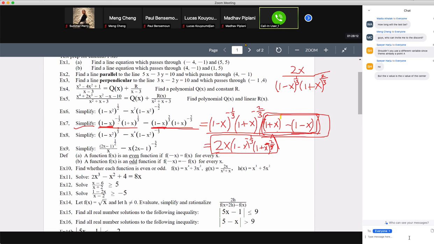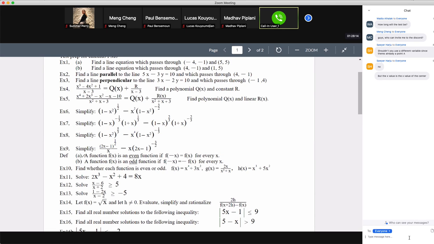Now let me save this, and now let me clear this. You know what? Let me quickly do this example 9 here. Example 9. This and then minus this here. So now let's see. What do we factor here? Well, we have 2x minus 1.